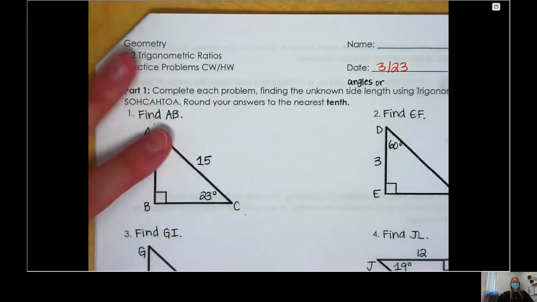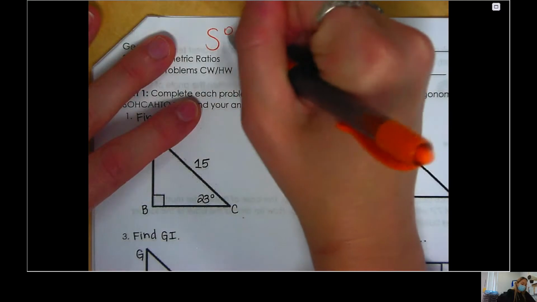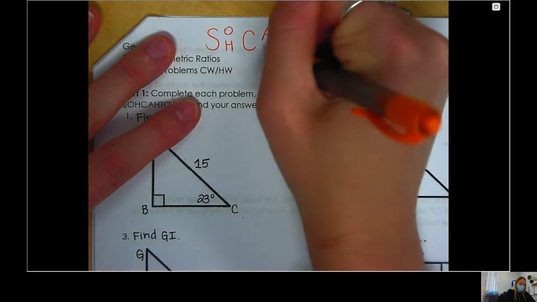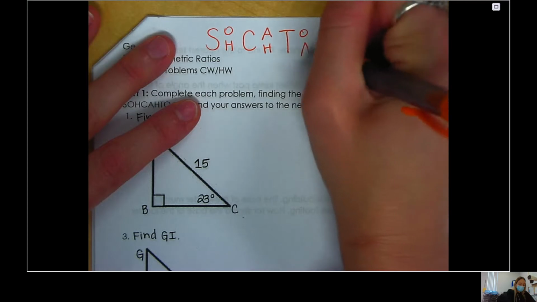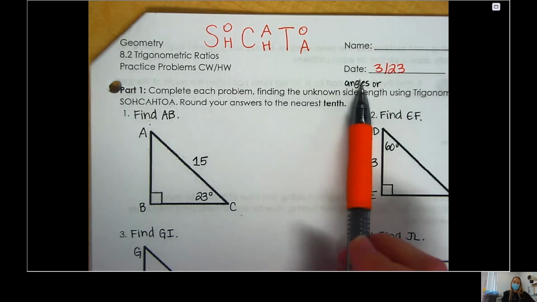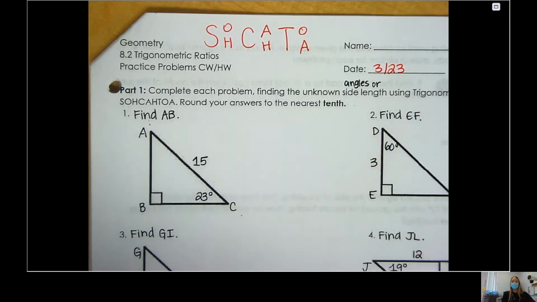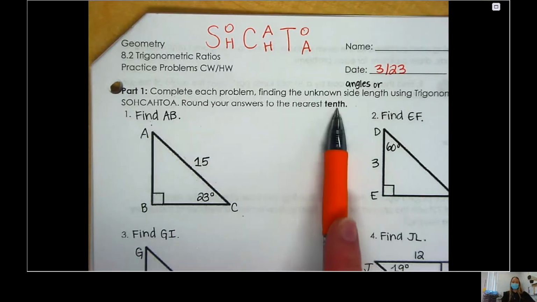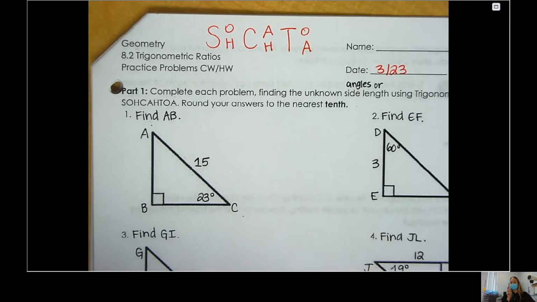And like I said, right at the top of my paper, so I don't forget, I've got Sohcahtoa. So that I never forget which one goes where. So sine, cosine, tangent, and it gives me the pieces for my ratio. Okay, so for each problem, we're either going to find the unknown angles or the side lengths using one of those 3 ratios. We're going to round our answers to the nearest tenth, which means 1 decimal place.